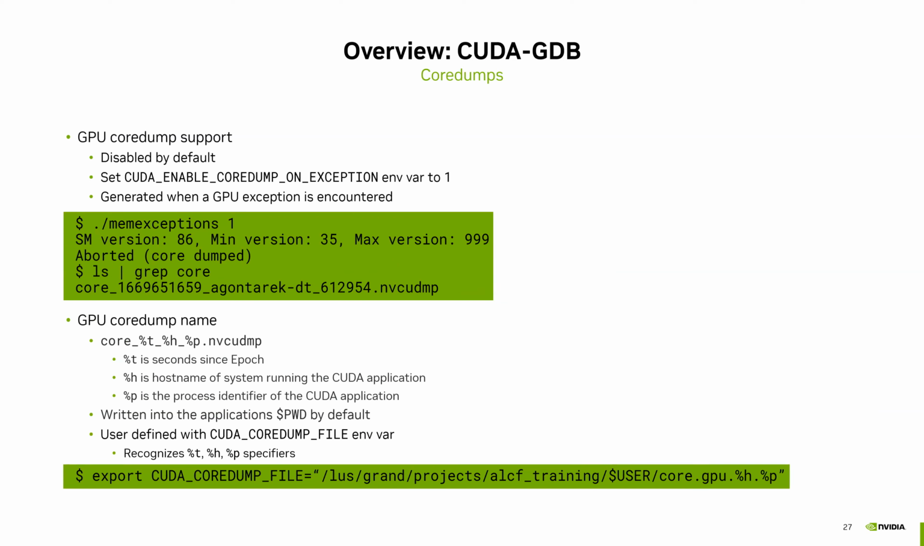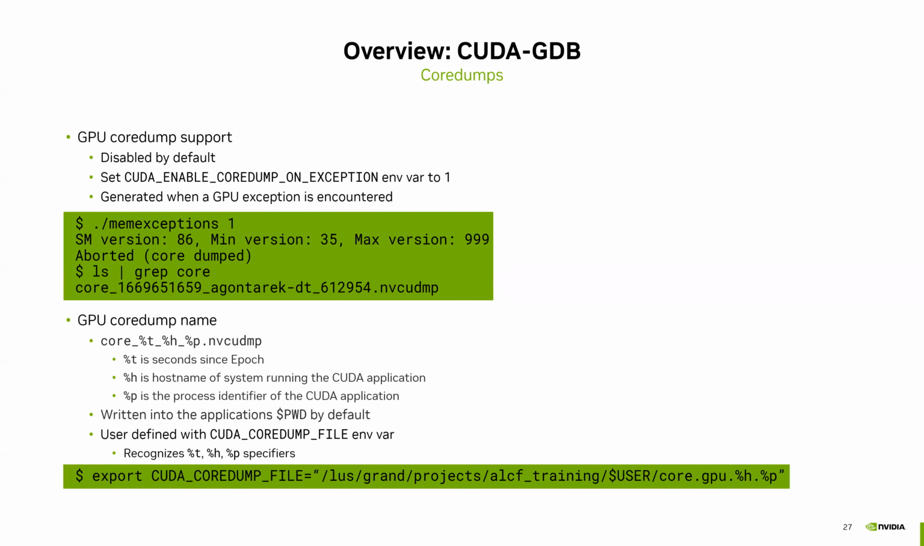All right, let's talk about core dumps. So we do support core dumps for GPU. These are disabled by default. If you want to enable them, you set the CUDA_ENABLE_COREDUMP_ON_EXCEPTION environment variable to 1, and then we will generate a core dump when an exception is encountered.